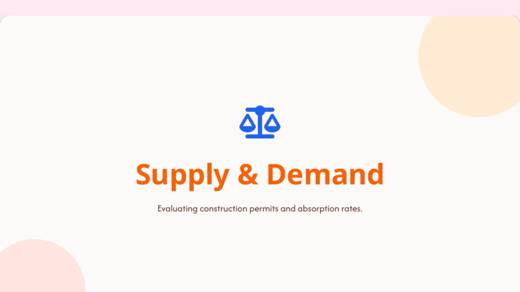Now, let's take a closer look at evaluating construction permits and absorption rates, which are crucial indicators of the supply and demand dynamics in our market. When we talk about supply, we're referring to the number of new construction permits issued, which tells us how much new inventory is coming into the market. On the other hand, absorption rates give us an idea of how quickly those new units are being sold or leased out, reflecting demand.